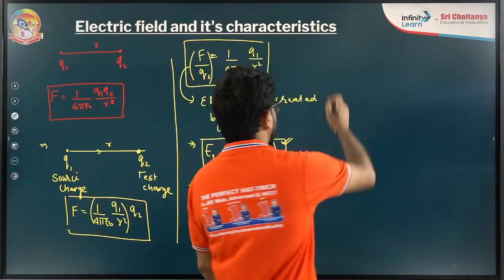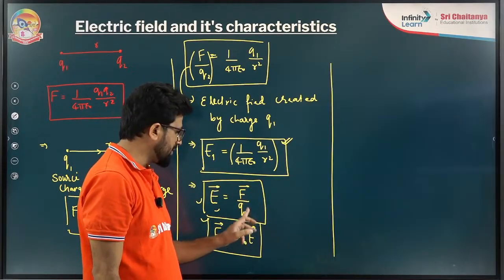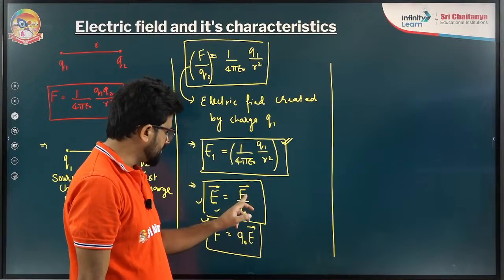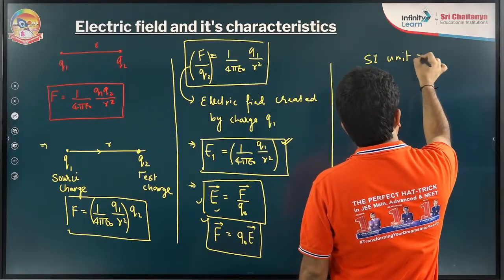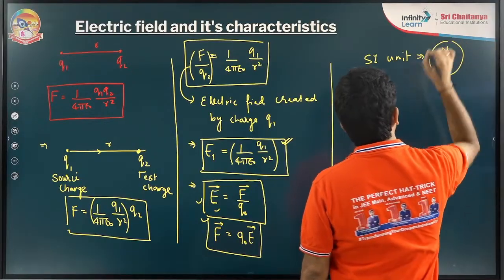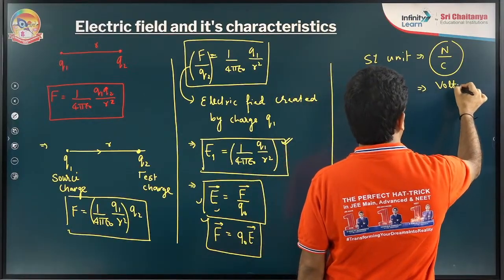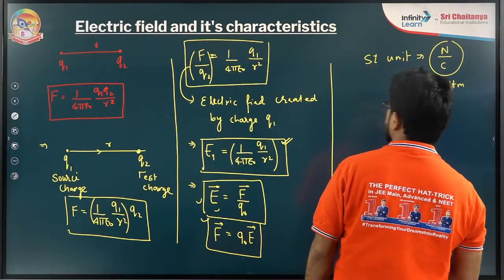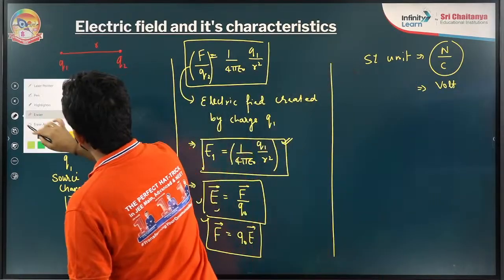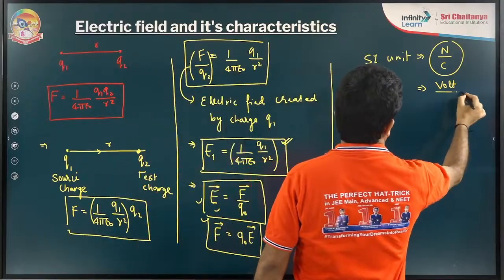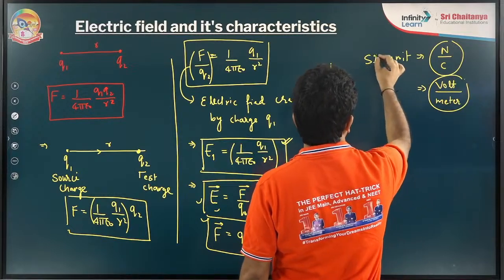Now understand one very basic thing. When we write the field is equal to force by q naught, q naught is the charge and the force is in Newtons. So Newton per coulomb is the SI unit of the field. One more unit we will learn in the next chapter, that is volt per meter. Don't worry about it, we can write volt per meter, and we will learn that with time. This is the SI unit.